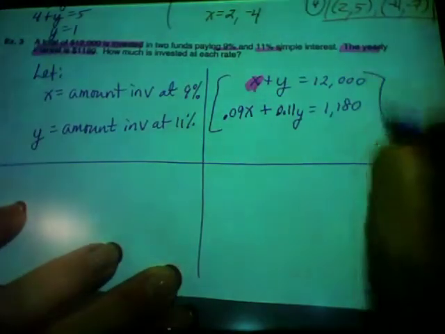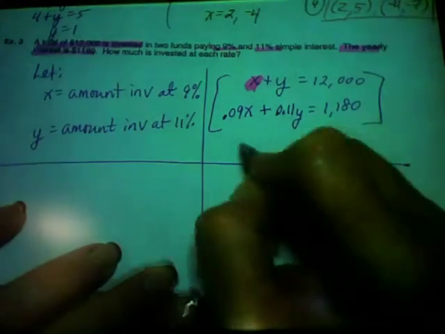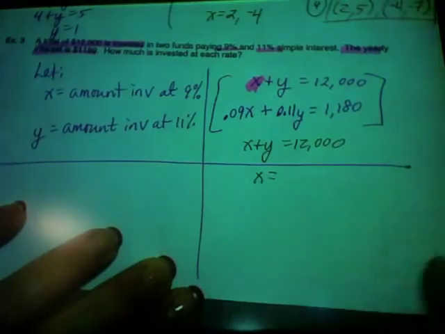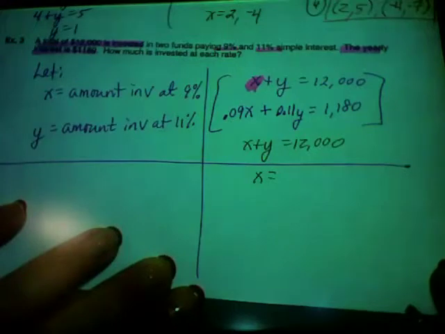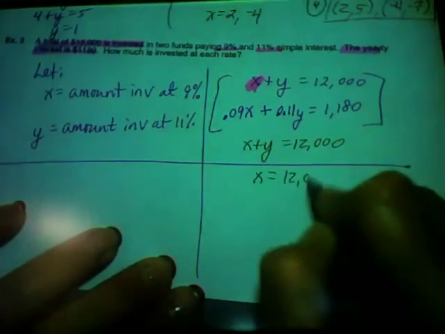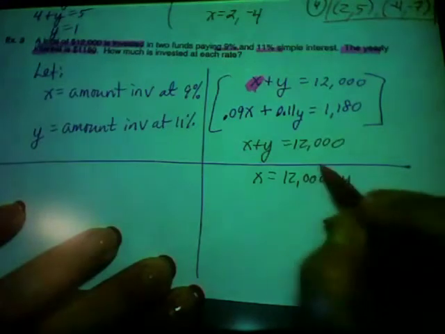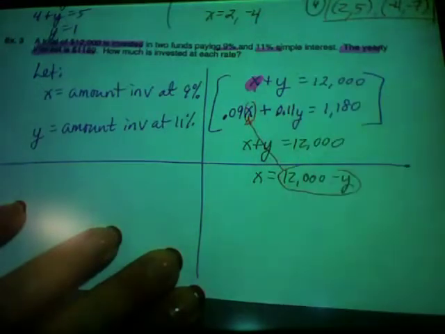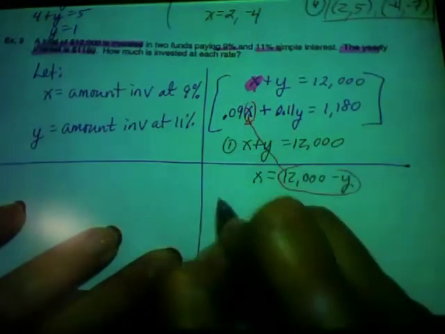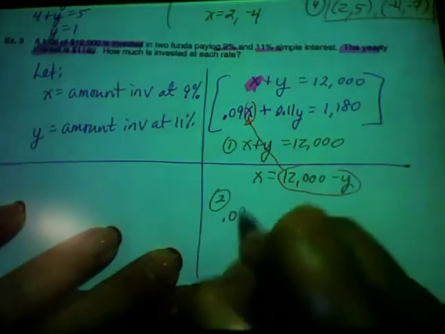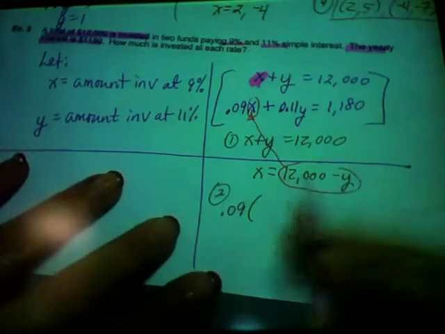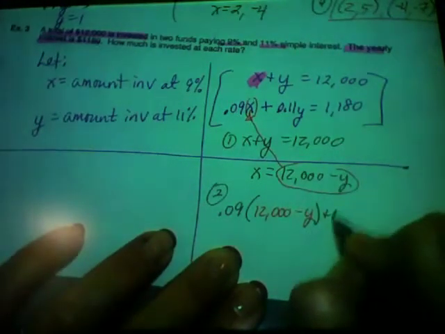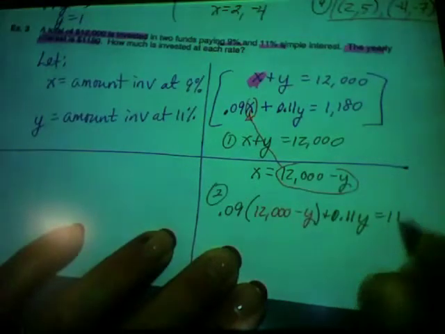So here's my system. We're going to solve this equation for X. So what does X equal? Subtract Y from both sides: 12,000 minus Y. So this amount right here has to go into the other equation for that X, and I'm going to use substitution with parentheses. So this was step 1, so now step 2: 0.09 times, instead of X, I'm putting in 12,000 minus Y, plus 0.11Y equals 1180.